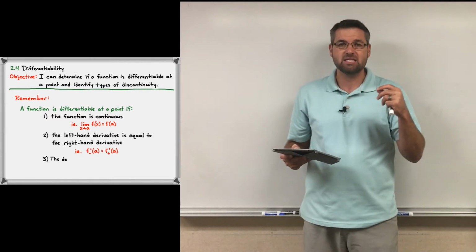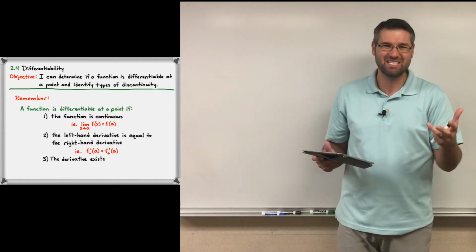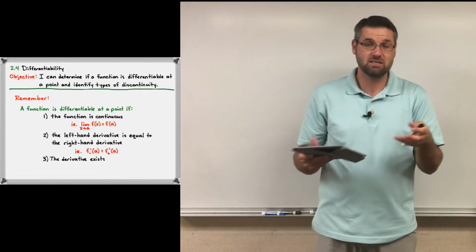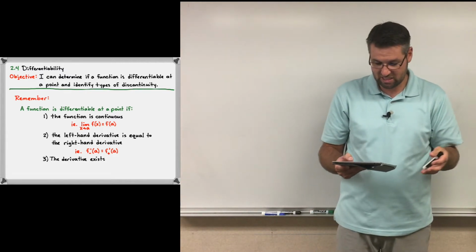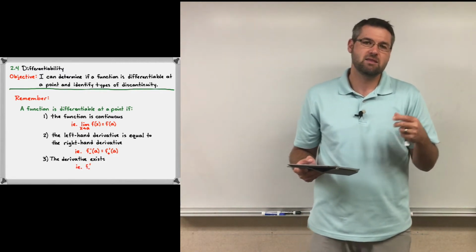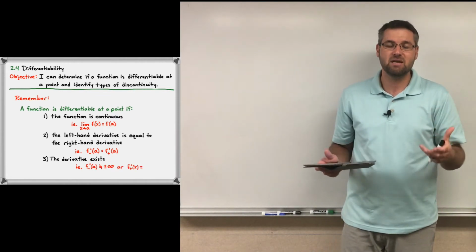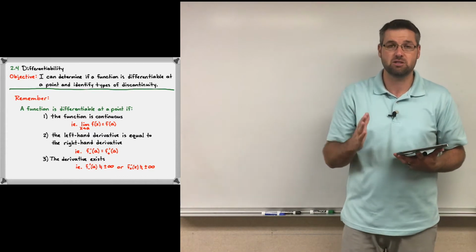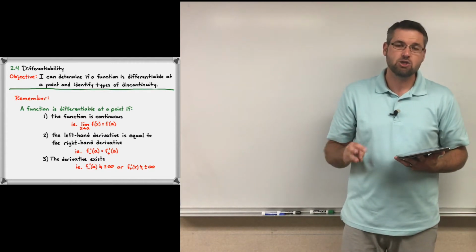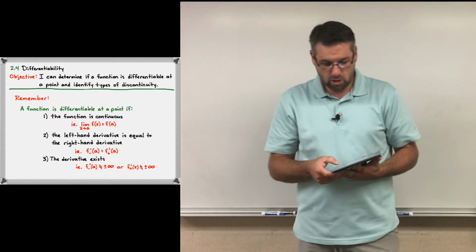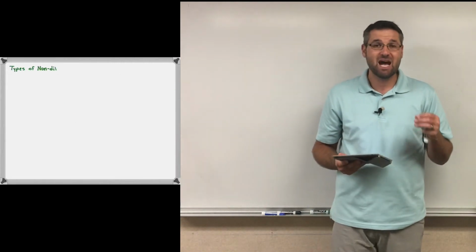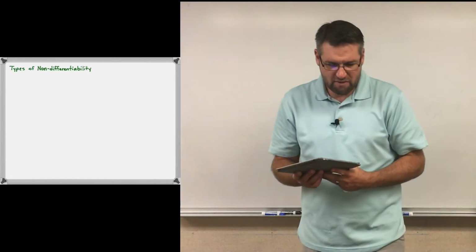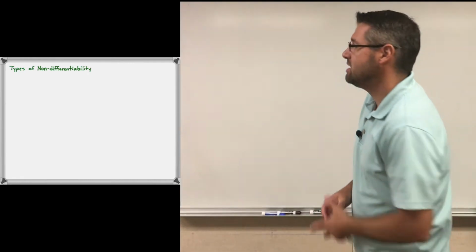And the third thing is that the derivative must exist at that point. In order for the function to have a derivative, it must exist at that point. But that basically meant that the derivative was not producing an infinity or a negative infinity. So in other words, we weren't getting any kind of vertical tangents in any way, okay? So those three things must be met. We're going to talk about now the different types of non-differentiability. So what does it look like when a function is not differentiable?